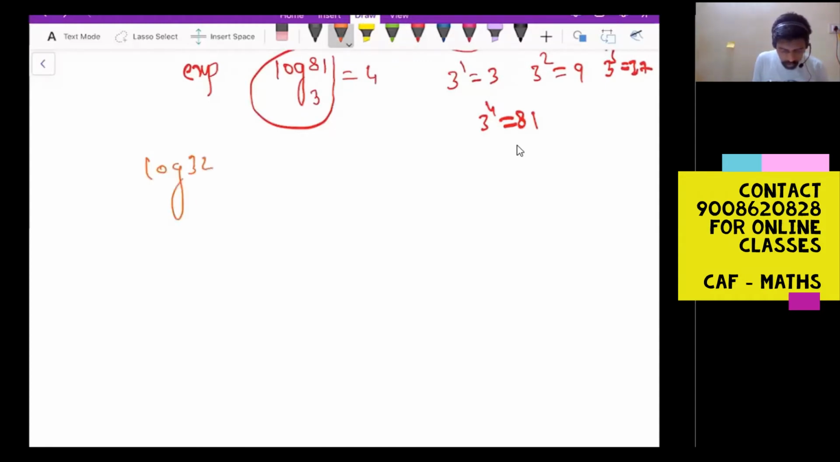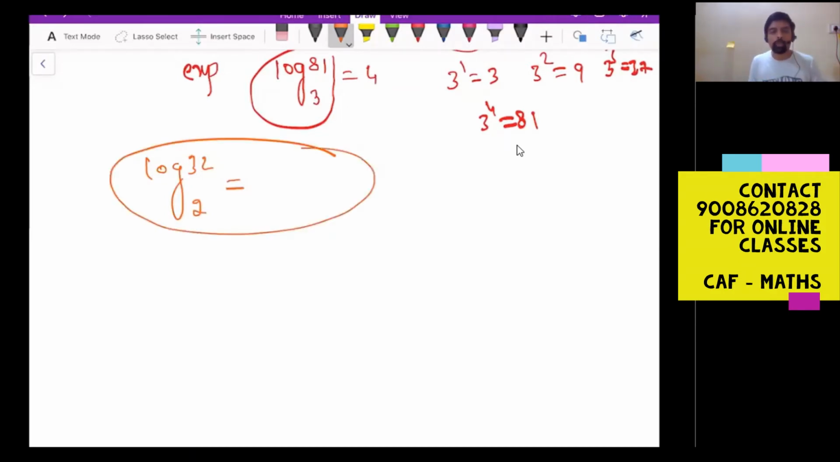Log 32 to the base 2. So what will be the answer now? What do you mean by log 32 to the base 2? What should be the exponent for 2 such that the number becomes 32?